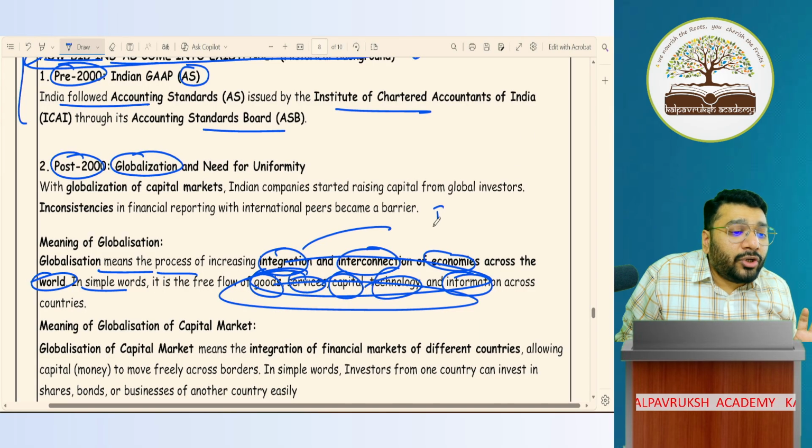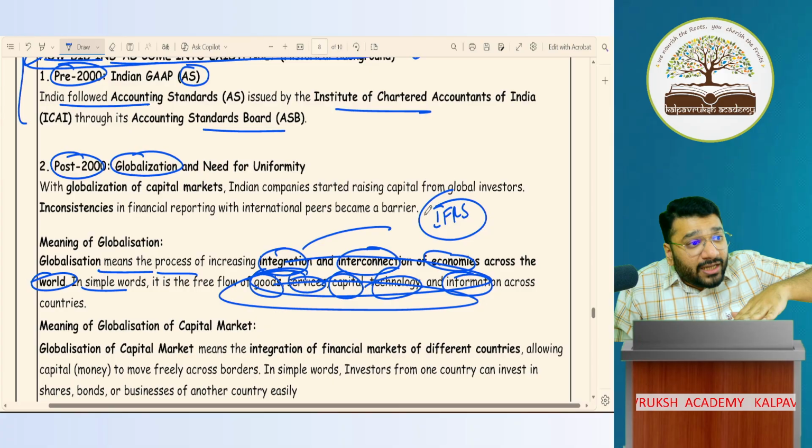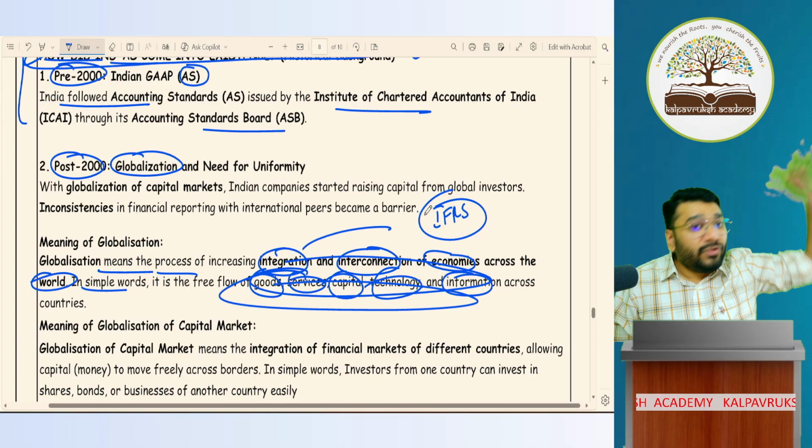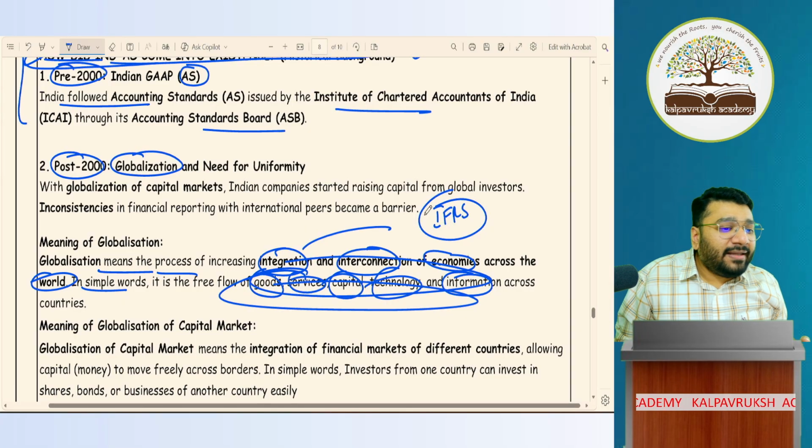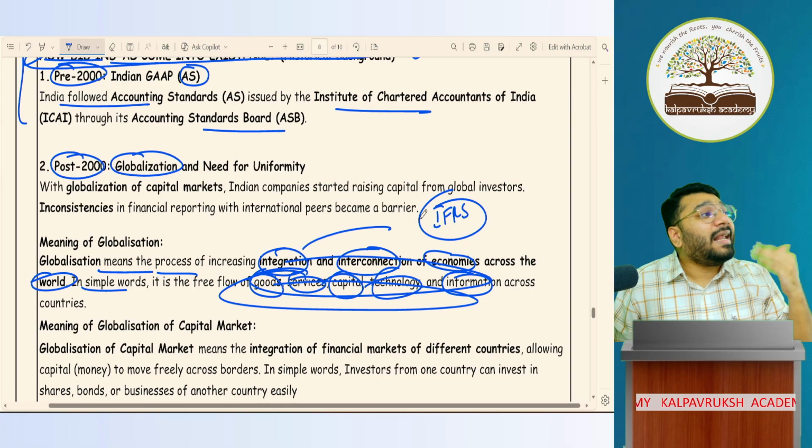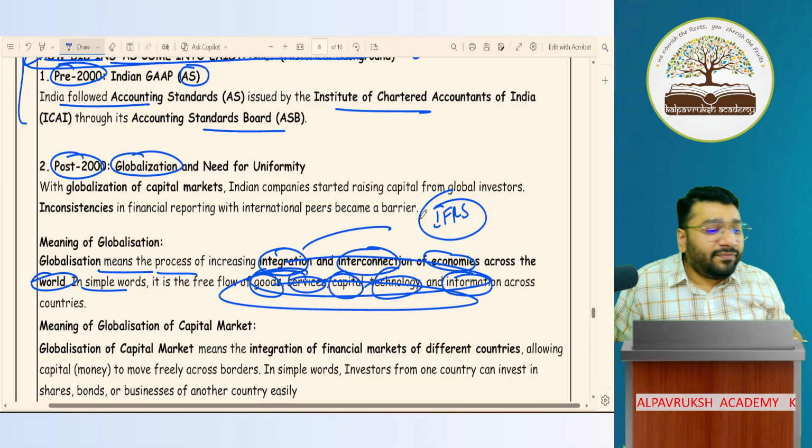So people said, why don't you adopt IFRS as it is? So IFRS for us was too complicated. It was too advanced for our economy. So we said that we will come out with our own international language, which is converged with IFRS.